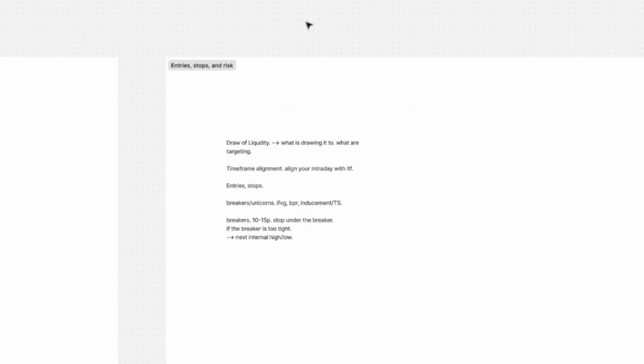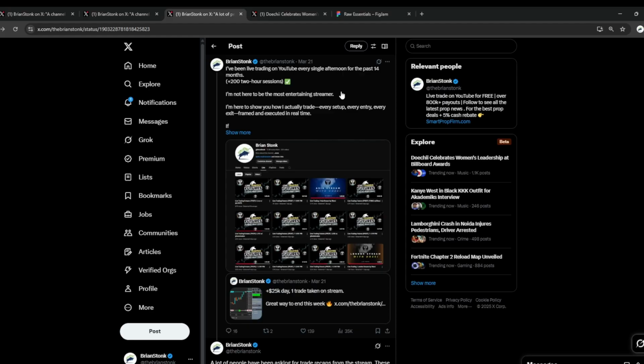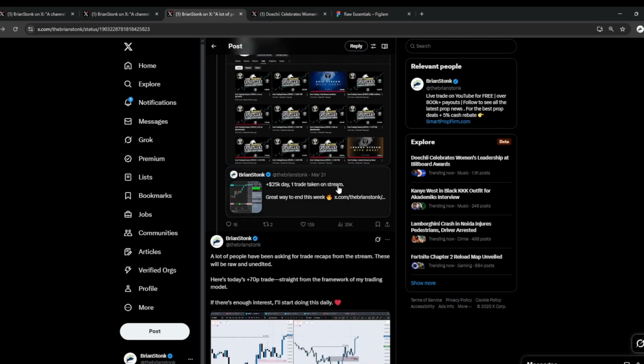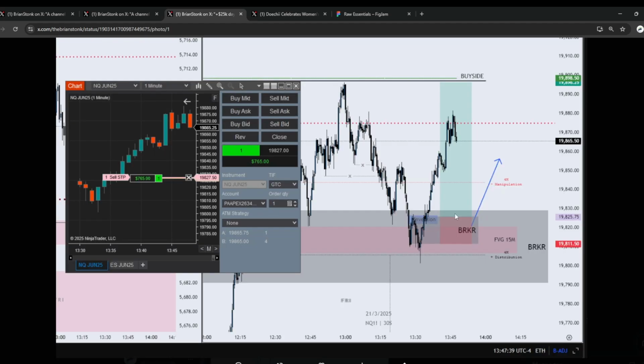So let's just go into examples with this. What I like to go over more is real examples. So I'm going to go through this week here. Real examples, trades that I took on stream. This is one here. You can see my entry 827 targeting 897. That's basically this very classic breaker unicorn model here. And the target is the buy side liquidity.